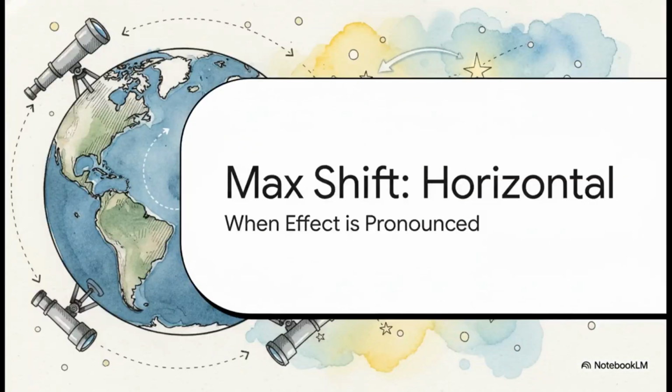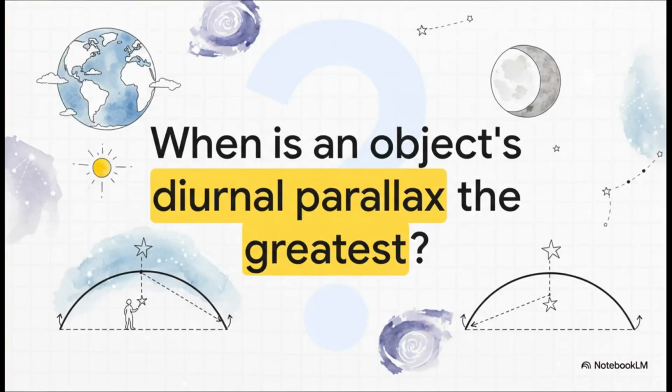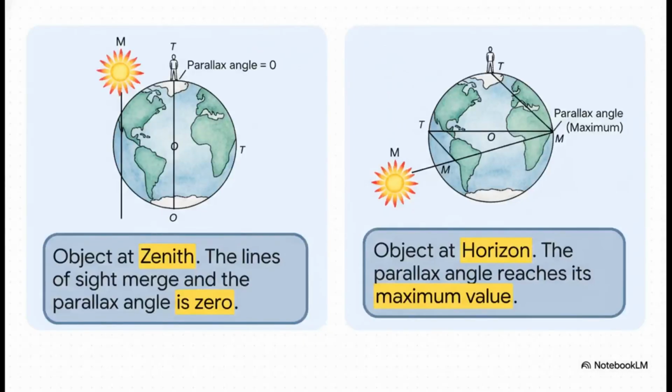Now, a critical question comes up. Under what conditions is this parallax effect at its maximum? To figure this out, let's just consider the two extreme cases for where a celestial body could be in the sky. Okay, so first, imagine the object is directly overhead, at the zenith. In this case, you, the Earth's center, and the object are all lined up perfectly. Your geocentric and topocentric lines of sight are identical. The parallax angle, P', is 0. There's no effect.